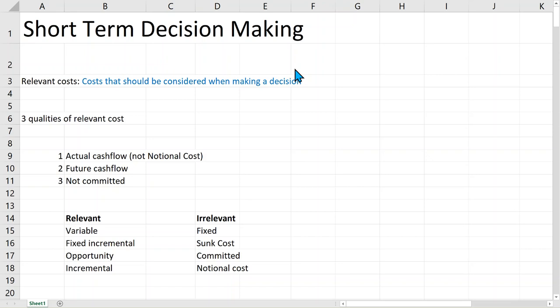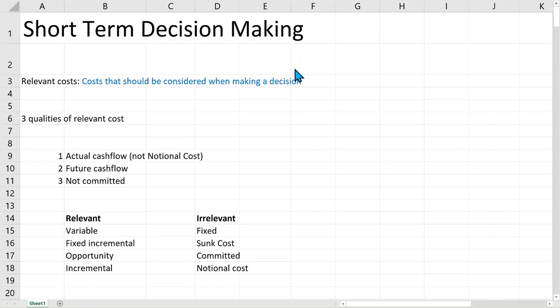Okay guys, next topic is short-term decision making. So here we will look at some of the decisions that we will face in exam. But before we look at decisions, we want to study something called relevant costs.